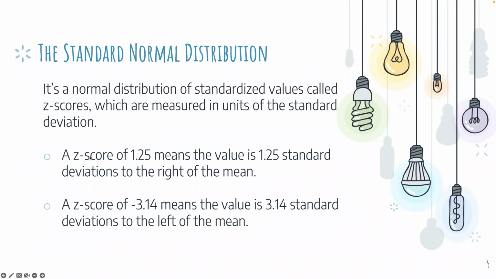For example, a Z-score of 1.25 means the X value from our distribution is 1.25 standard deviations to the right of the mean. And we know it's to the right because the Z-score is positive. A Z-score of negative 3.14 means that our original value in the distribution is 3.14 standard deviations to the left of the mean. And it's to the left because the Z-score is negative.